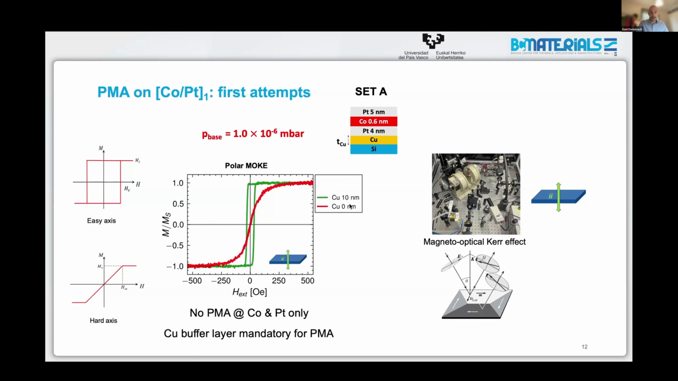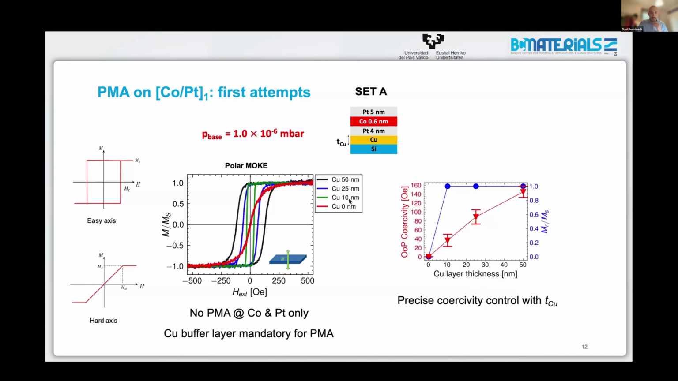And for samples containing at least 10 nanometers of copper, now the hysteresis loop in the out-of-plane direction shows an easy axis behavior with a square loop and a remanence of exactly 1. Okay, so a copper buffer layer is mandatory for the emergence of PMA under these conditions. And furthermore, if we increase the content of copper, we can tune the coercivity in a very linear trend. And that was proven reproducible comparing several sets using the same deposition scheme.